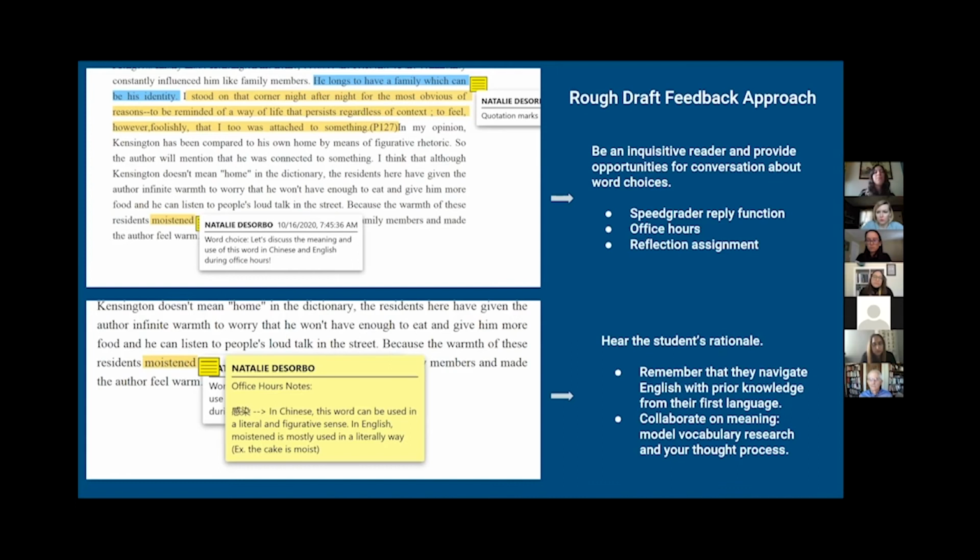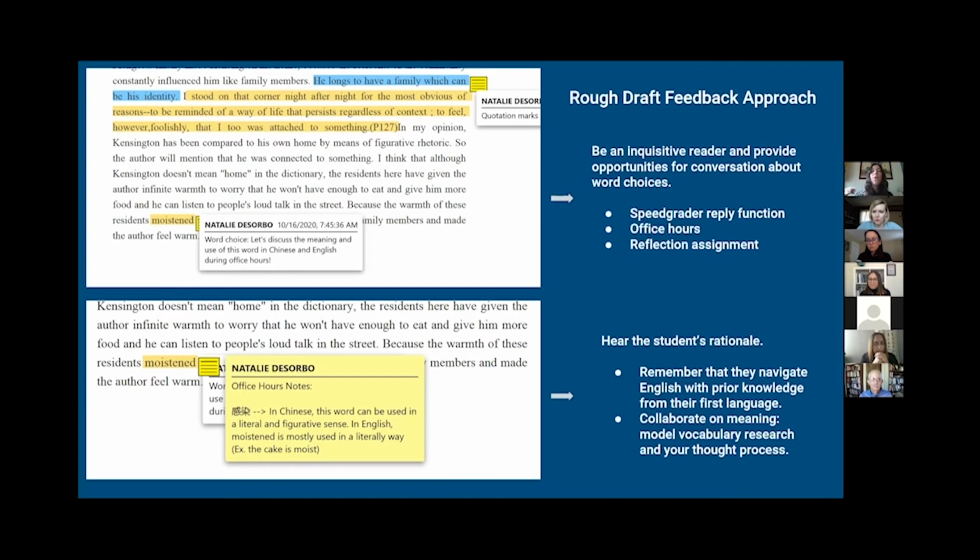So also, I want to emphasize hearing the students' rationale. Why did they pick that word? What was the logic behind that word? Again, they're navigating English with prior knowledge from their first language. So I've been trying to collaborate on meaning with the students. Particularly in this example, the student had used the word moisten because the warmth of the residents of a community moistened this man's feelings. And so I asked her, instead of just saying, I don't know what you mean, right?